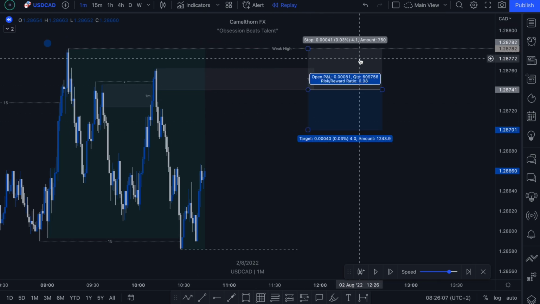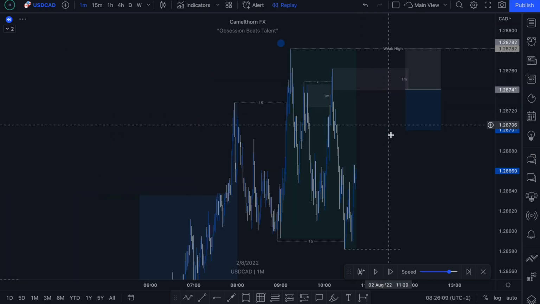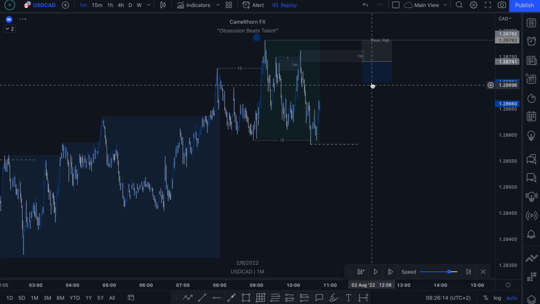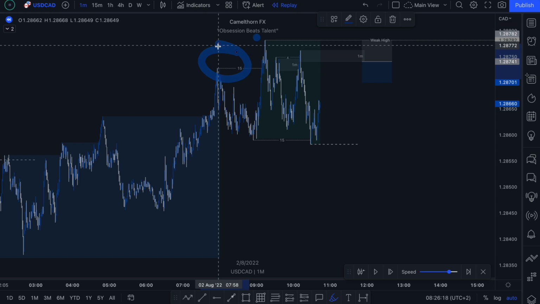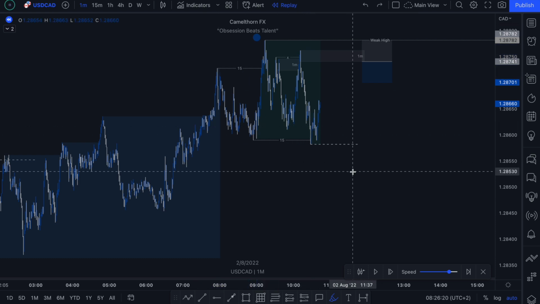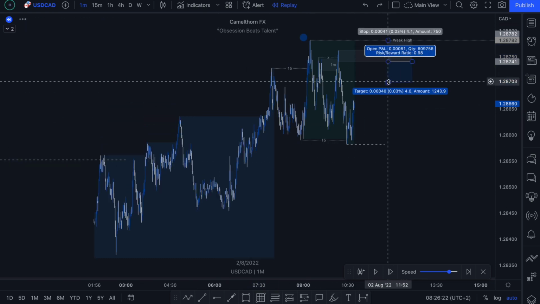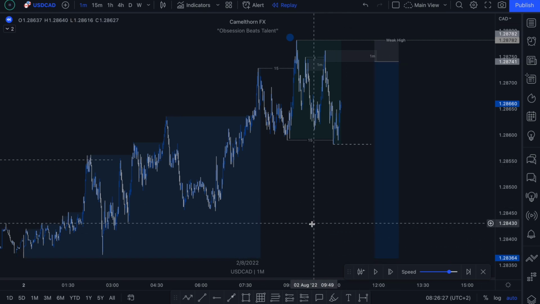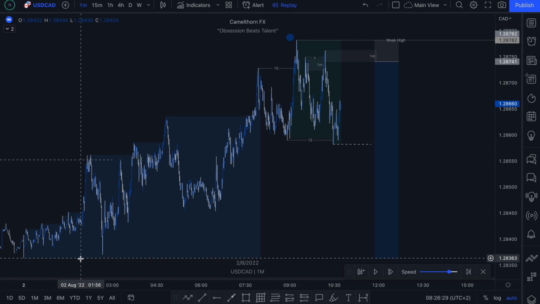So you can see that that's a 4.1 pip stop loss. And what are we doing for targets? Now, one thing that you want to do, especially in this scenario where price action has now quite clearly swept the Asian high, is look to target the Asian low all the way down here. That Asian low would be roughly around 128.363.